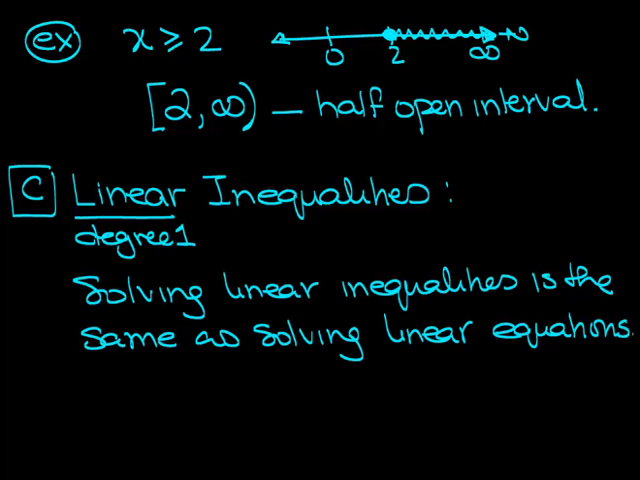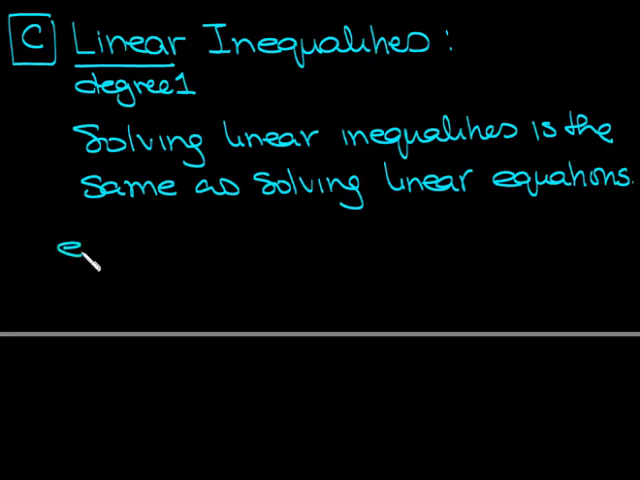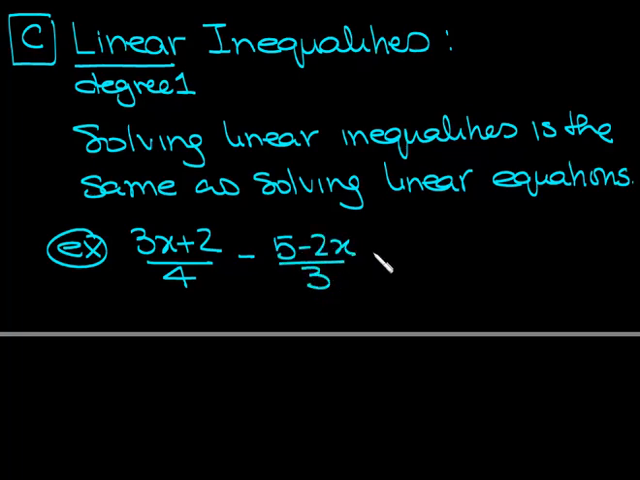So let's take a look at an example. Let's say I have something like this: (3x + 2)/4 - (5 - 2x)/3 is less than or equal to (x + 4)/6. So I want to solve this inequality. You can see this is an inequality, not an equality. I want to find a value of x for which the left-hand side is less than or equal to the right-hand side, for which this inequality is true. Just like with equations, we want to find the value of x where two sides are equal, but out here we have an inequality to satisfy.